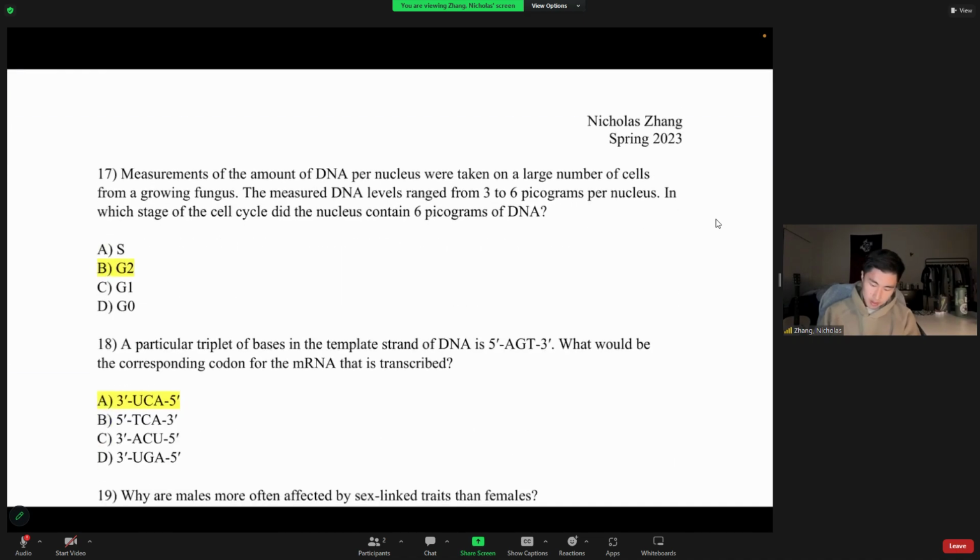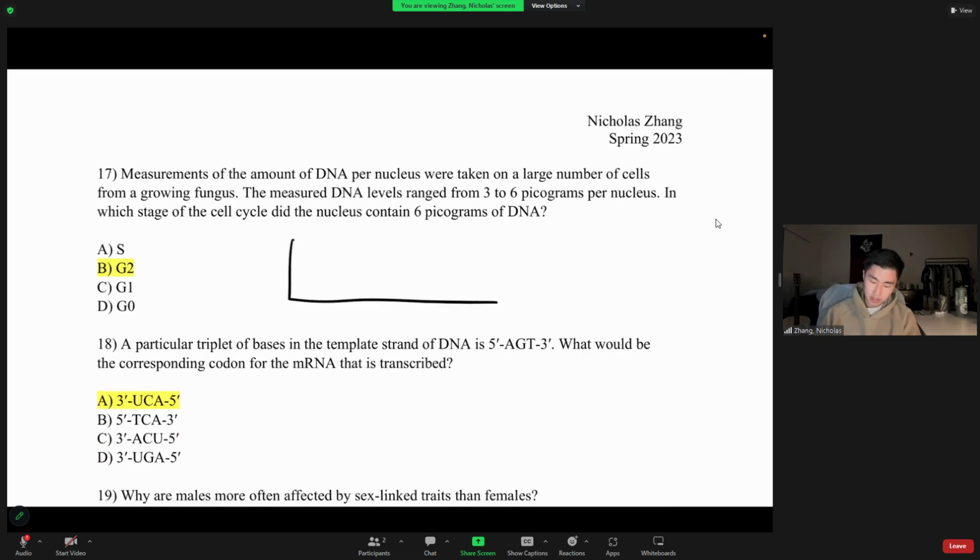Cool. Measurements of the amount of DNA per nucleus was taken on a large number of cells from a growing fungus. The measure of DNA ranged from 3 to 6 picograms per nucleus. Which stage of the cell cycle did the nucleus contain 6 picograms of DNA? So this would be in G2.